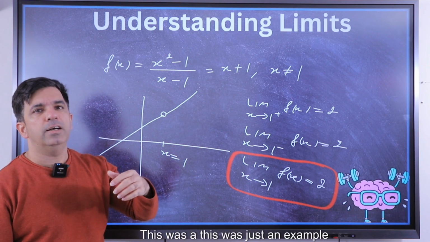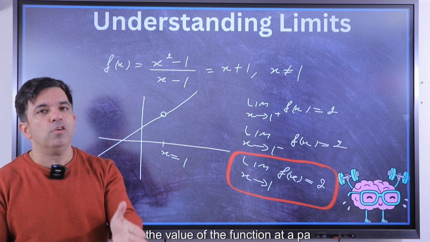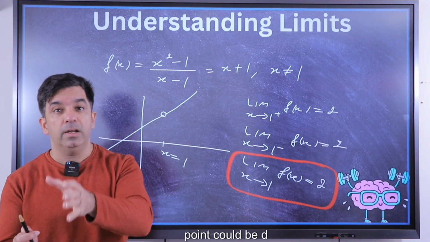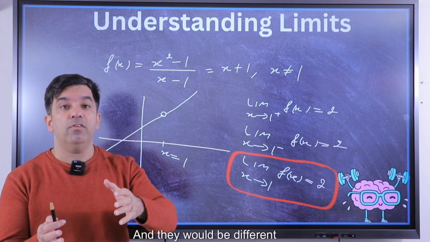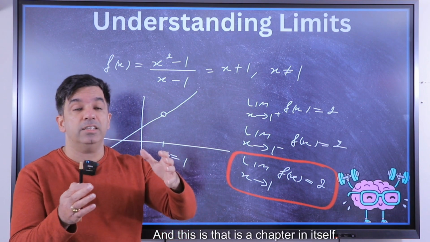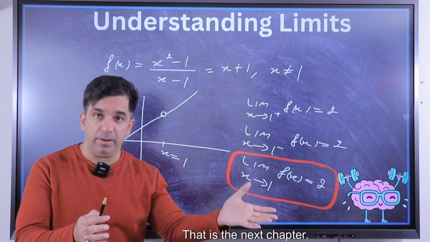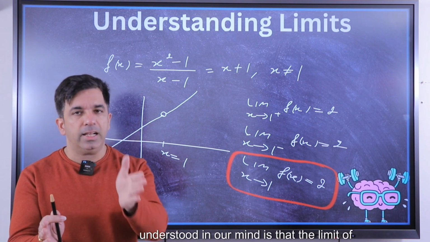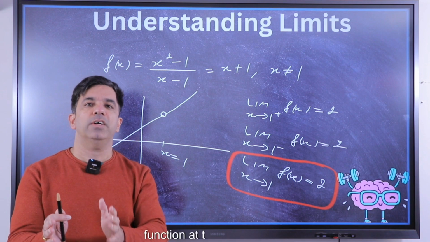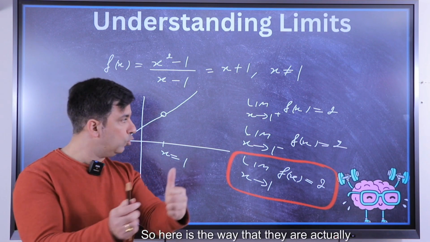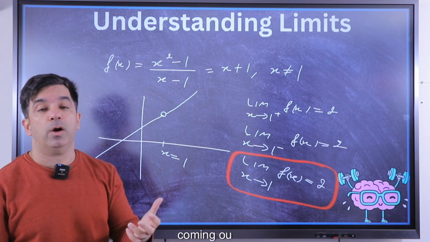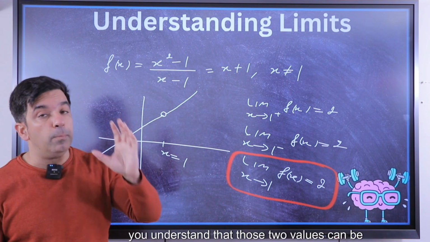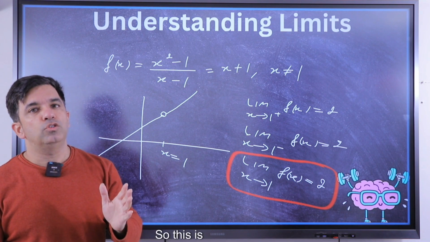This was just an example that the value of the function at a particular point and the limit of the function at that point could be different. And they would be different in many cases, and that is a chapter in itself. That is the next chapter, in fact. But the first topic to be understood in our mind is that the limit of a function at a point and the value of the function at that point could be different. So here is the way that they are actually coming out to be different. This is just one example, just to make you understand that those two values can be different. So this is the logic.